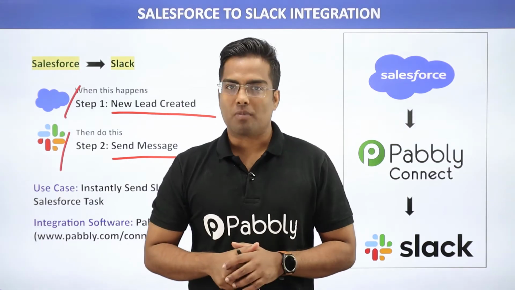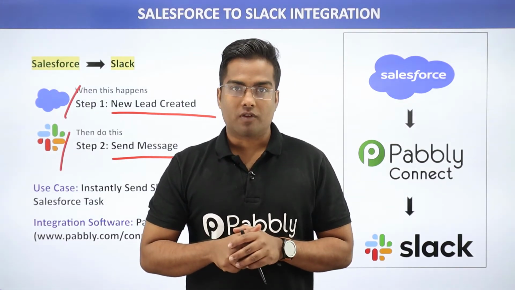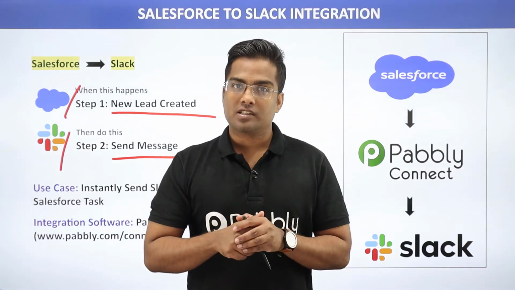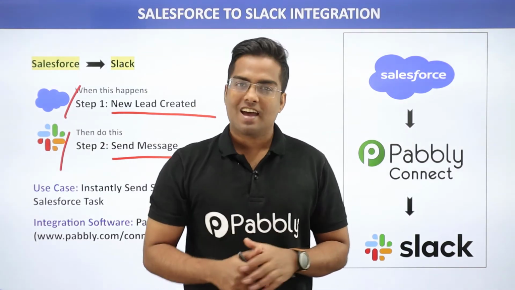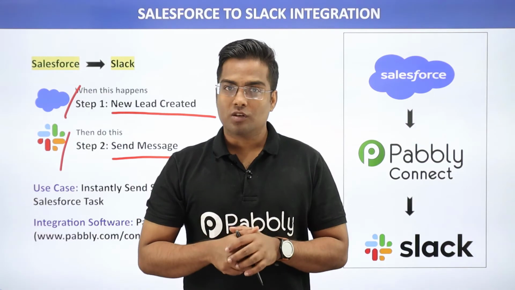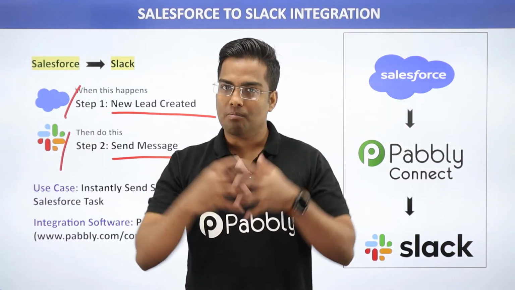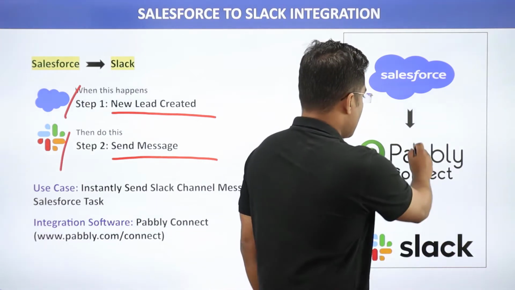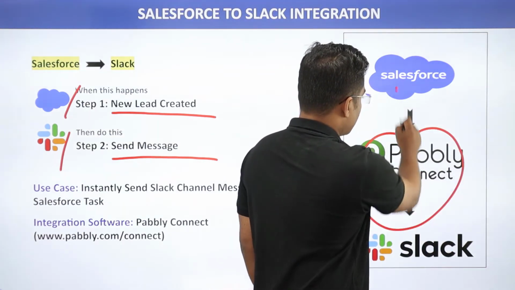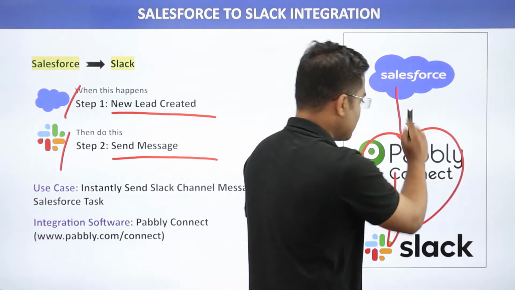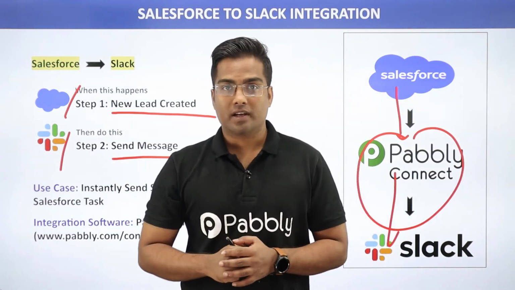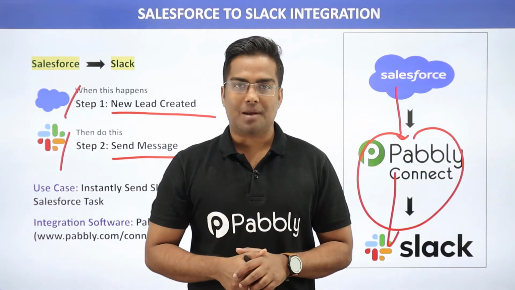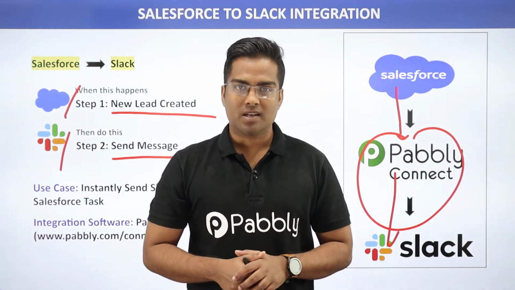But there is one minor problem. Of course, there is some kind of integration between Salesforce and Slack, but this native integration is actually very limited. So in cases like these, we need to bring a third app to properly connect them both. In this video, we will be using Pably Connect to integrate Salesforce and Slack. And the best part of using Pably Connect is, there is no need for coding skills or programming knowledge. It can be done easily. Let me show you on my screen.